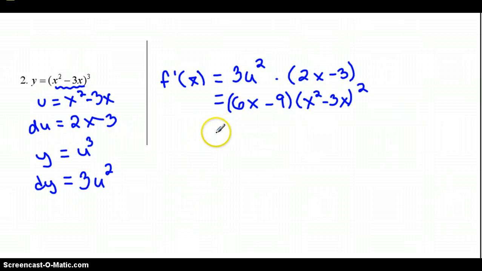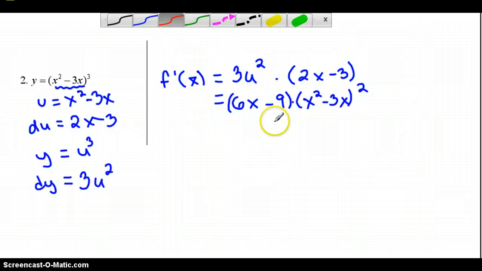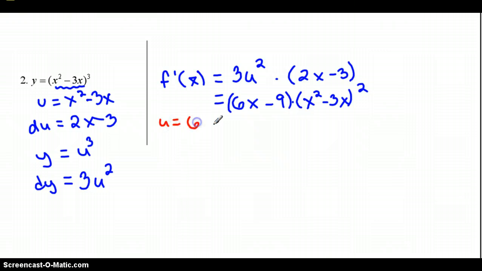I have two choices at this point. One choice is to keep it as a product because I'm about to find my second derivative. Or, since it's only a power of 2, I could try to FOIL this, the x squared minus 3x, and then distribute it to the 6x minus 9, get a really long polynomial, and then take the second derivative. Since we just learned how to do the product rule, I'm going to go ahead and use the product rule for the second derivative. So I'm going to choose my u to be the 6x minus 9, and I'm going to choose my v to be the x squared minus 3x and that quantity squared.